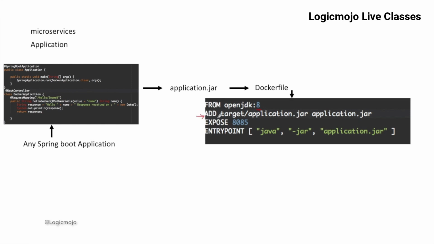Then the second line is ADD. Here we need to add the jar that our application created into a Docker container. That's why we specify the jar file path. This is the path of my jar in my local system. Mostly the jar file is created in the target directory itself. That's how we specify the path.